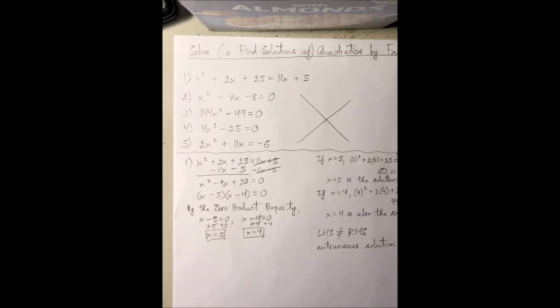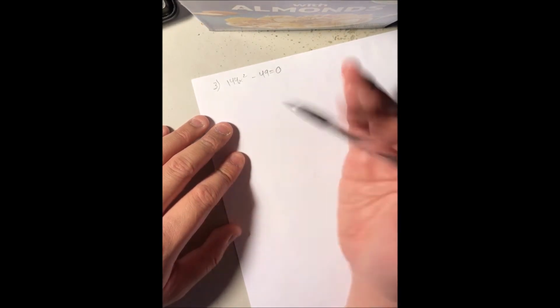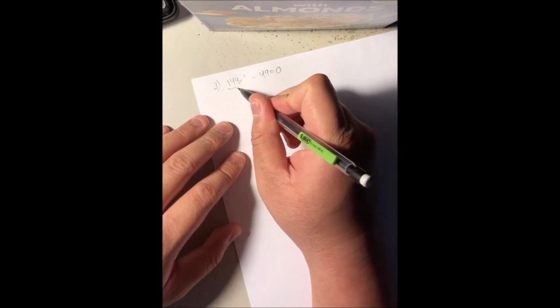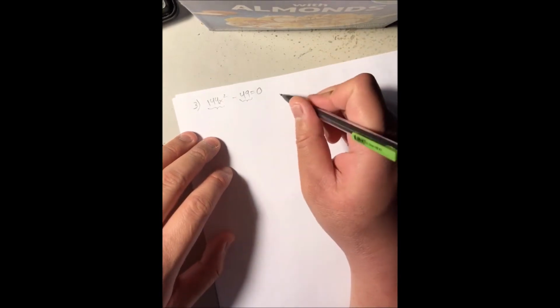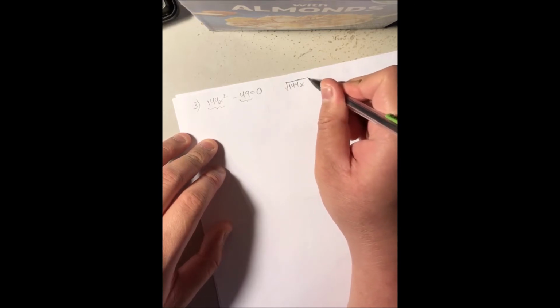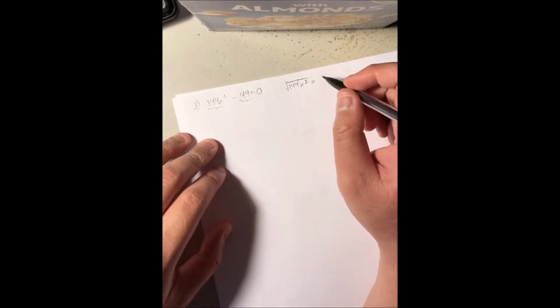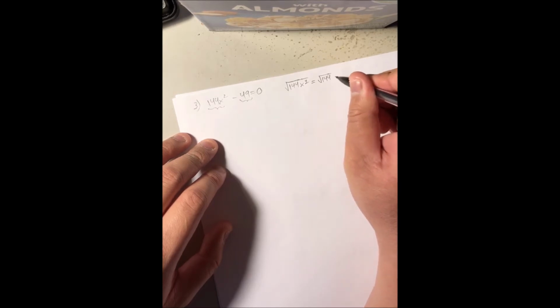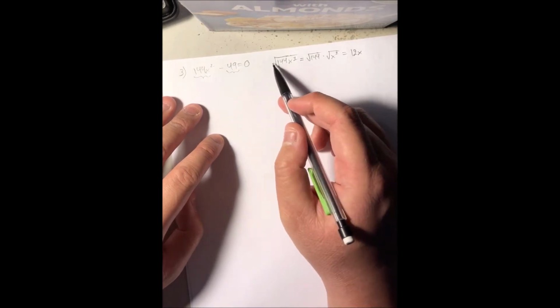Okay, let's go with example number 3, this one. If we take a look at this, these two terms are actually perfect squares. Well, why are they perfect squares? Because if we take the square root of each of them, so let's say we take the square root of 144x squared, we are actually going to get 12 times x.